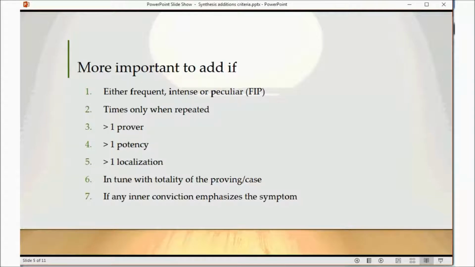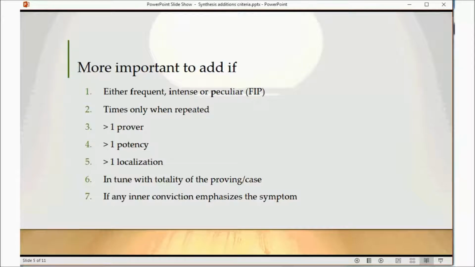And when there is a symptom, like pain in the left temple, stitching in the left temple, present in more than one prover, more than one potency, it increases the probability. If the stitching is present in more than one localization, it decreases the probability that the stitching is an important sensation. 6 and 7, in tune with the totality of the proving, or the inner conviction of the prover or the proving director, okay? I will not go into detail, but please look at this slide. Those involved with provings, I believe, will recognize these ideas, okay?